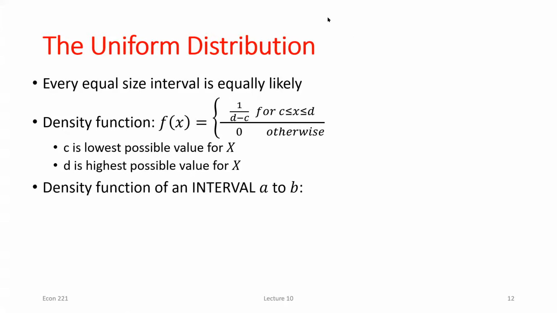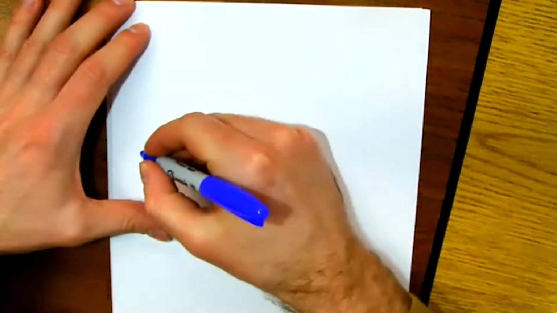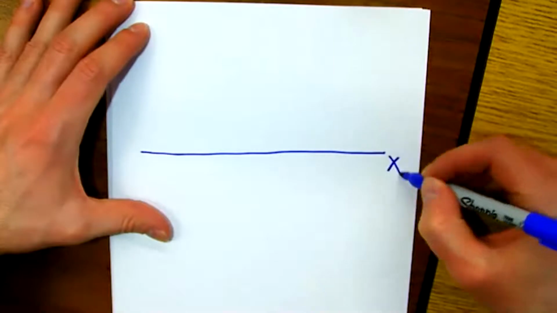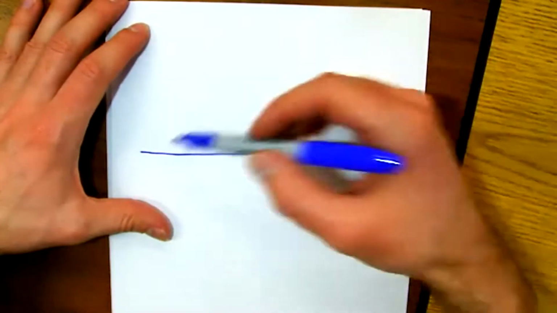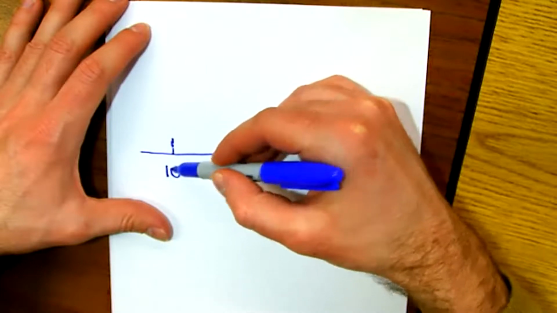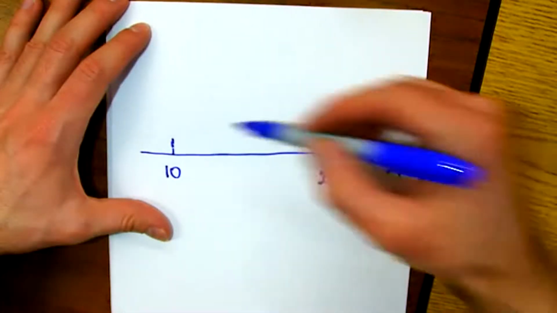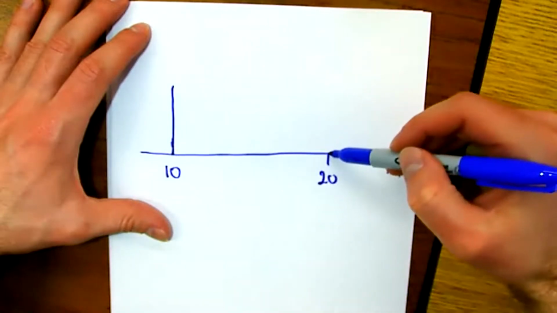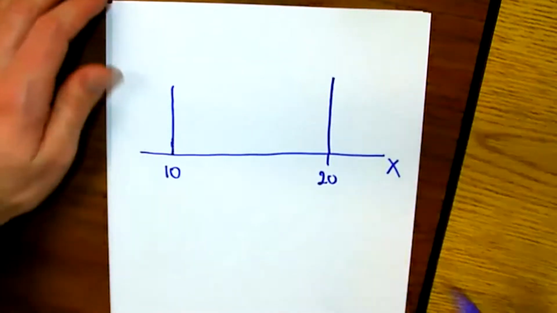Okay. I'll come back to this slide, but I think the best way to think about the uniform distribution is like this. We've got this variable x that can take on a bunch of different values. Let's say it can range from 10 to 20.